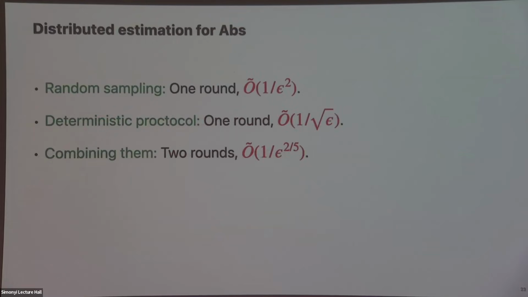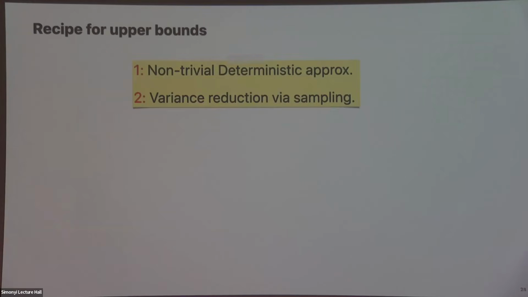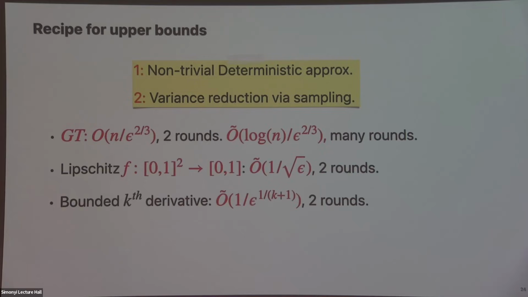Again, I'm not going to answer that question, but the template was exactly the same as we used in equality. You have random sampling, you have a good deterministic protocol, you combine them and you get something non-trivial in 2 rounds. Right? And this is the whole point of not doing one problem at a time. When you put them all together, you start to see the forest there, right? So this general recipe that I've shown you of deterministic approximation followed by variance reduction gives you a bunch of upper bounds for a lot of different functions.